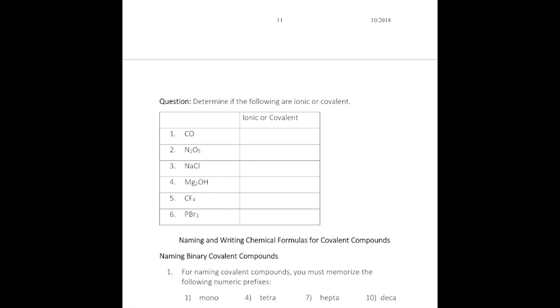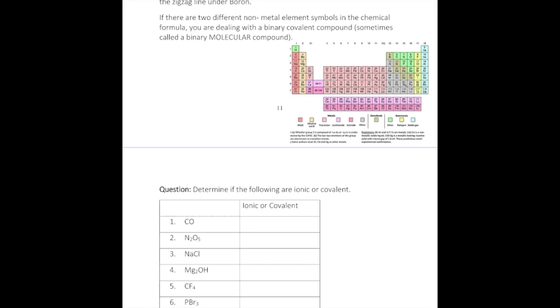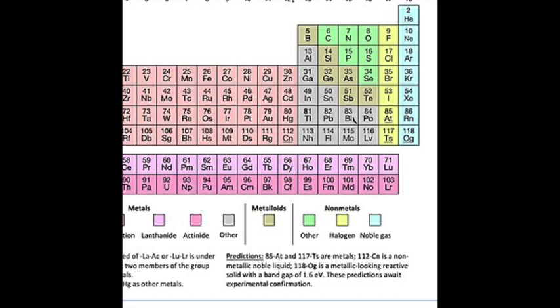Let's see if we can figure out which ones are ionic and which ones are covalent. So now we have the periodic table out. This is essentially the line we're looking for here. This is called the staircase. It goes this way down the periodic table, and anything on top of the staircase is typically treated as a nonmetal. Not so sure about these new elements down here. These ones here, those are brand new elements.